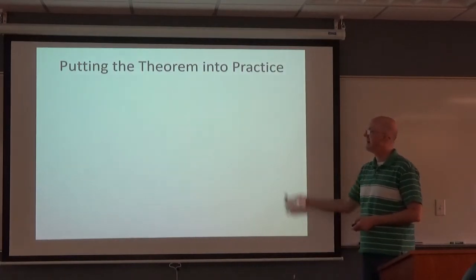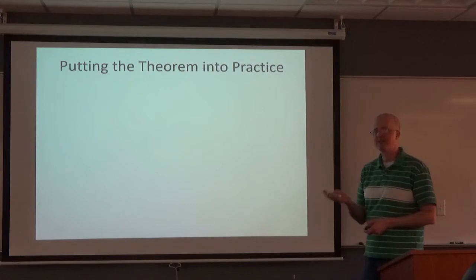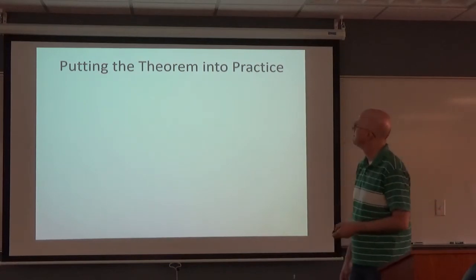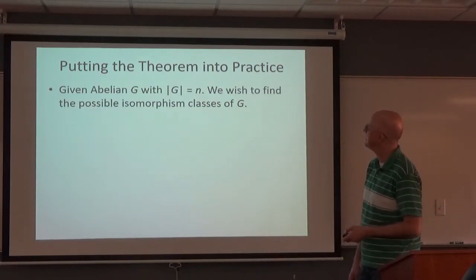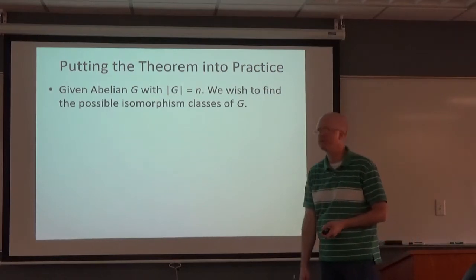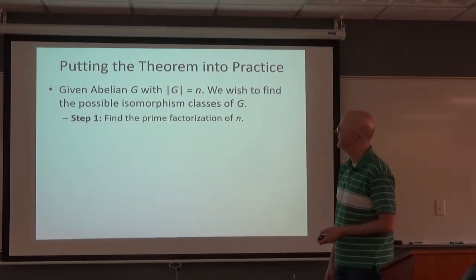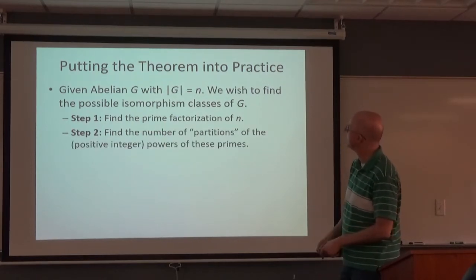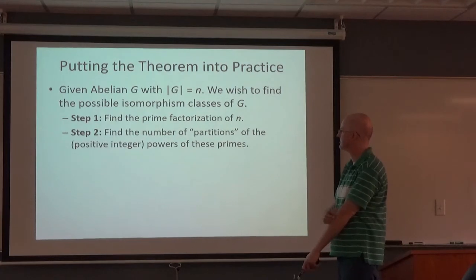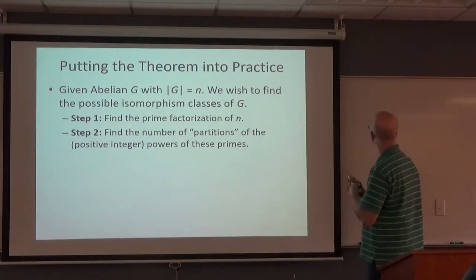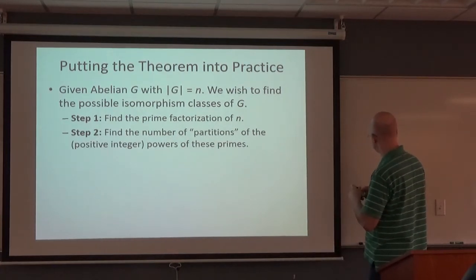All right, I did outline steps for putting this theorem into practice as far as what you need to know. My students, given an abelian group with order n, we wish to find the possible isomorphism classes of G. Step 1, find the prime factorization of n. Step 2, find the number of partitions of the positive integer powers of these primes. And again, say we take an example here.